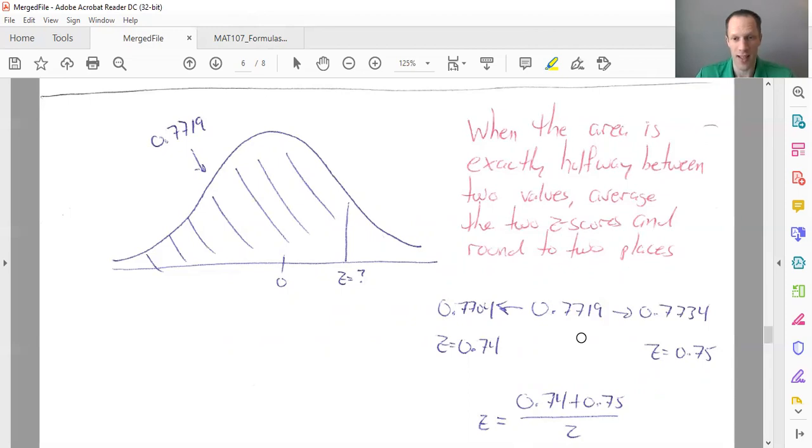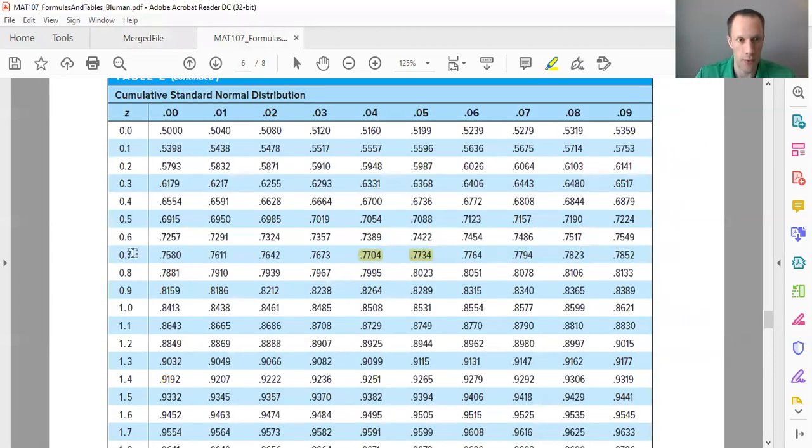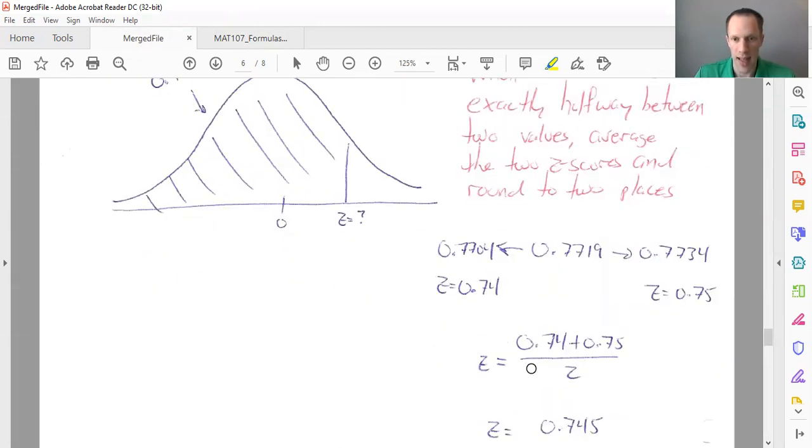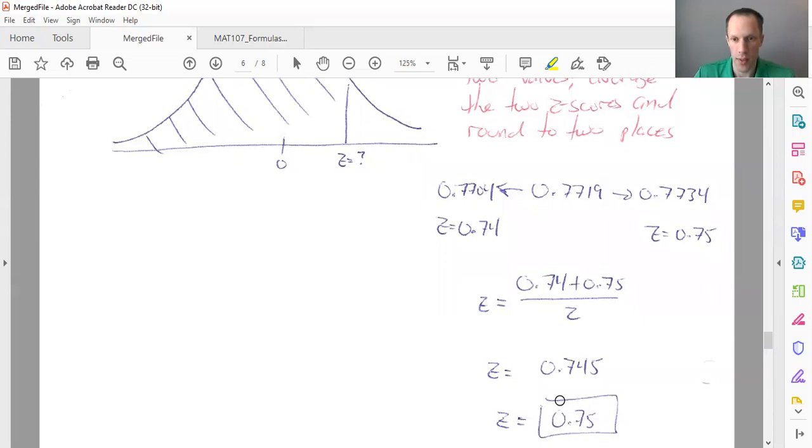But if you notice, we're exactly halfway in between. 19 is 15 away from 4. 19 is also 15 away from 34. So you're equidistant to these two numbers. In this case, what you have to do is take your two z-scores and average them. So we're in the row for 0.7, and we're looking at columns 4 and 5. So we have 0.74 and 0.75. We're going to average those z-scores. So we're going to take 0.74 plus 0.75 divided by 2. That gives us 0.745. Z-scores are typically rounded to 2 decimal places, so we'll call that 0.75.